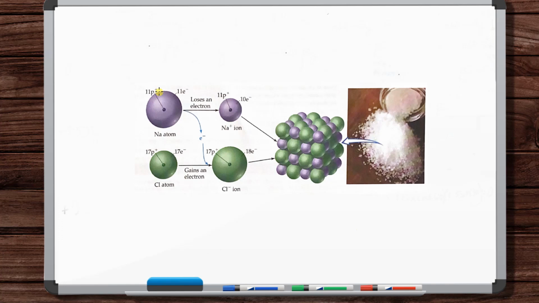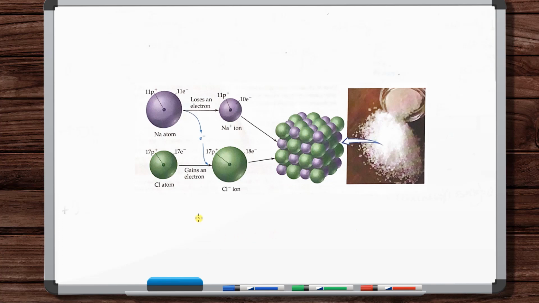Okay, a positively charged ion is called a cation. A negatively charged ion is called an anion. And again, notice the name. The sodium, it's still sodium. Chlorine, it's still chlorine. The number of protons has not changed. It's just now chlorine ion, sodium ion. These two ions form an ionic bond. Ionic bonds create these crystal structures.